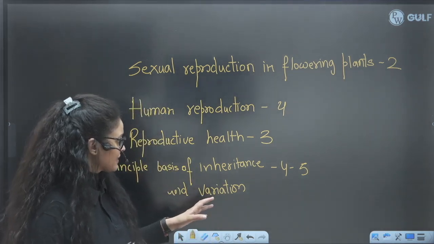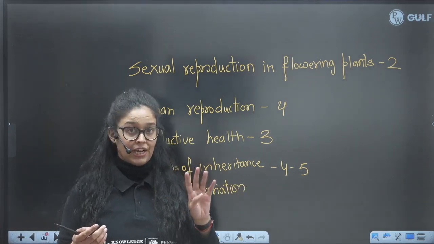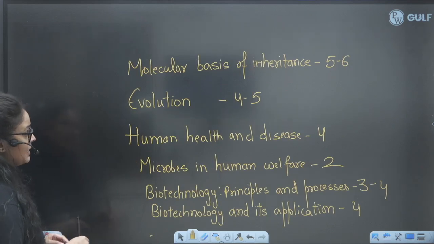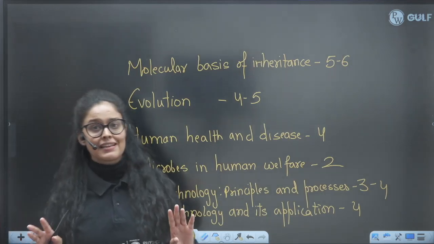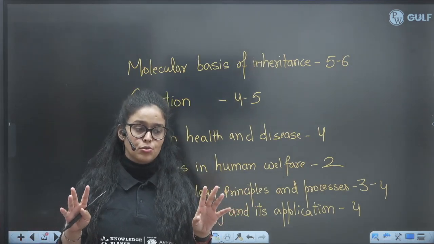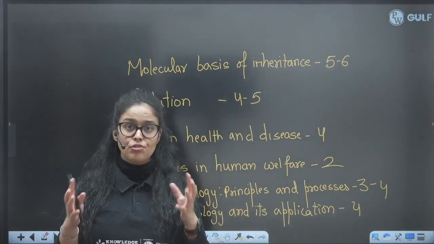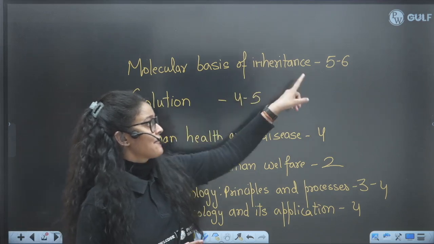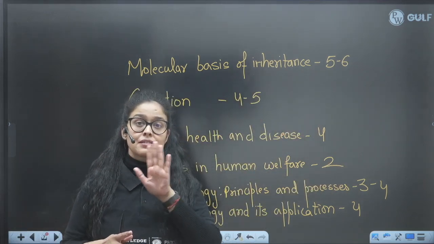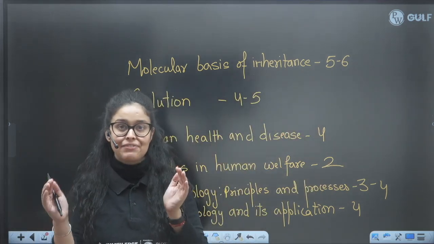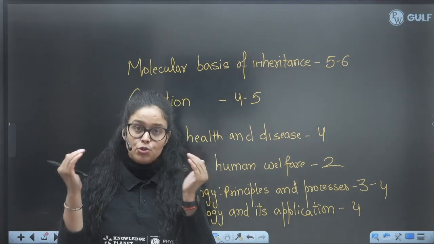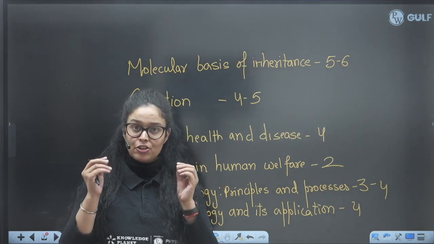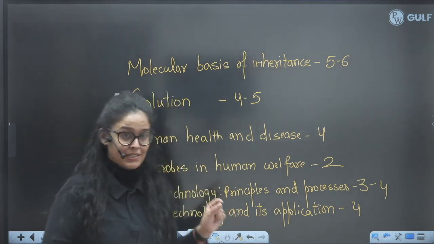Principal basis of inheritance and variation, you expect 4 to 5. It has good weightage, and disorders are also important in this chapter. Molecular basis of inheritance: all topics are super important to build up your concepts. So you have to do this chapter very nicely. Again, it has super high weightage. So you have to study this whole unit, genetics and evolution, which carries huge weightage. You don't have to skip it anyway. You have to make your concepts stronger here, right?